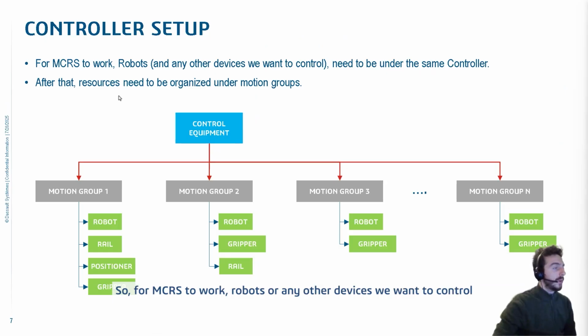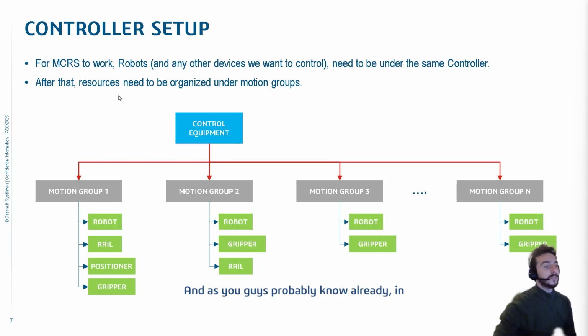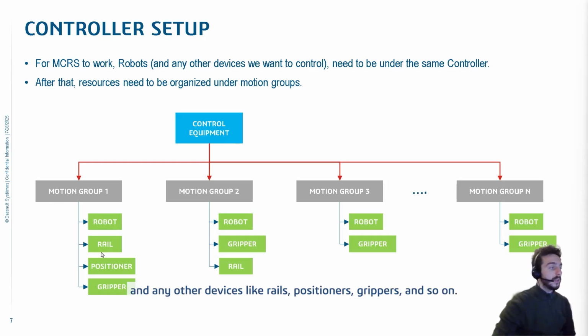So for MCRS to work, robots or any other devices we want to control have to be placed under the same control equipment. And as you probably know already, in DELMIA Robotics, under control equipment, you can deal with multiple motion groups. Inside a motion group, you have to place your robot and then any other devices like rails, positioners, grippers, and so on.